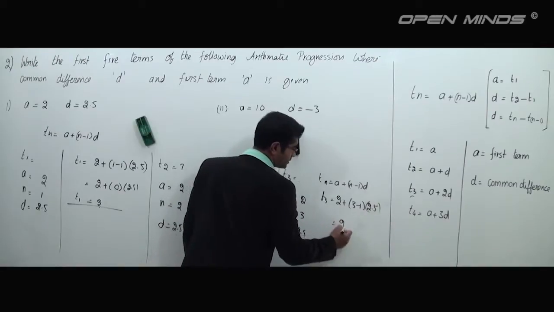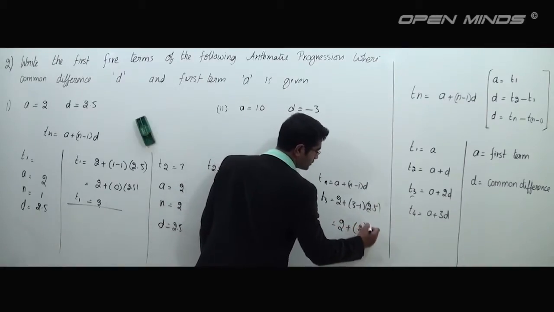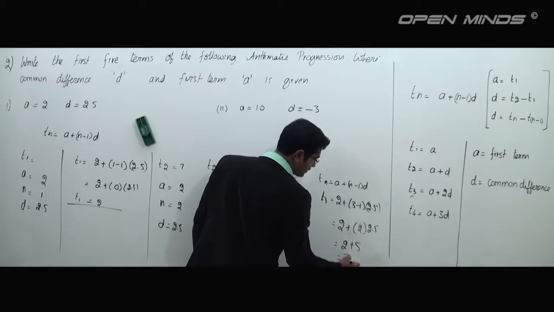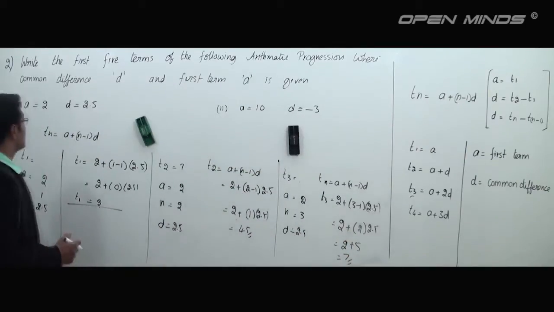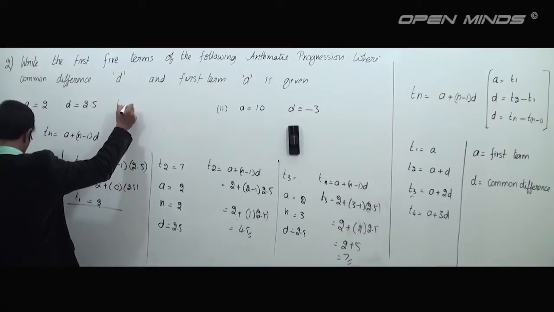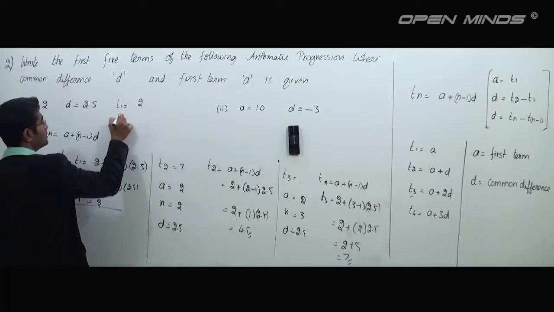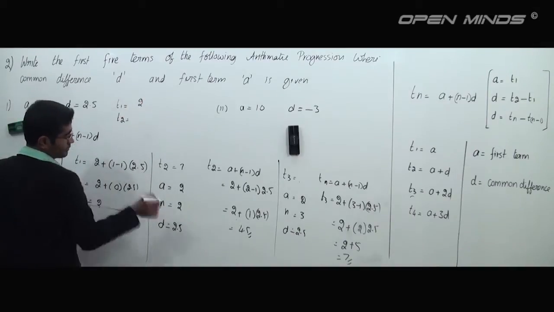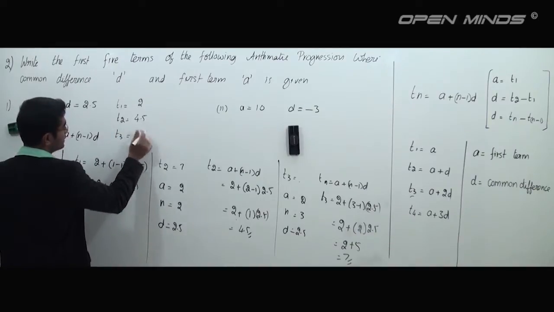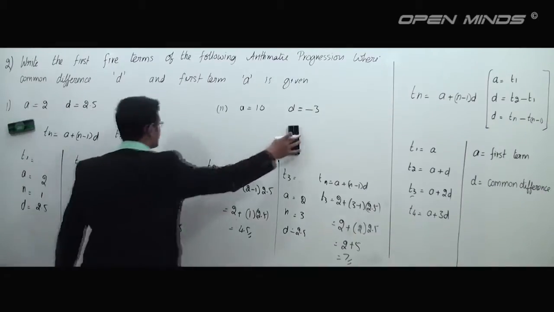So what do you have here? 2 plus, I can write 2 times 2.5. That's 2 plus 5, that is 7. We got T3 also. So to find the 5 terms, I got T1 to be 2, T2 to be 4.5, T3 is 7, right? We have so much. So let's go with the next ones.